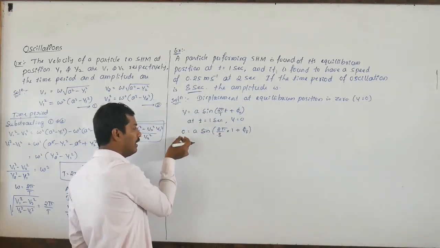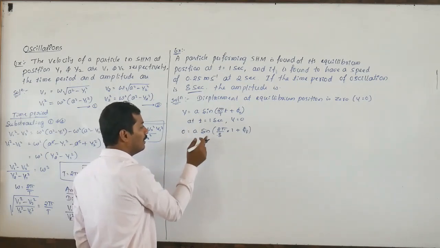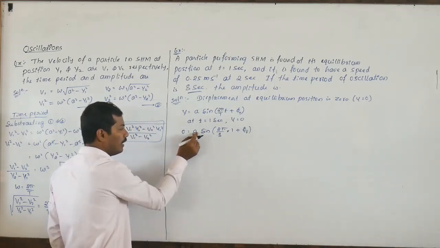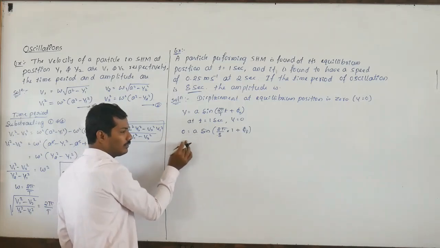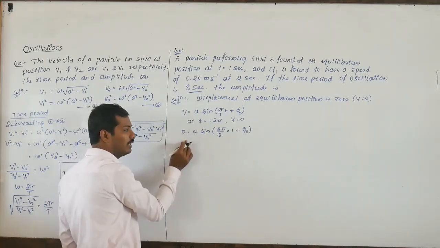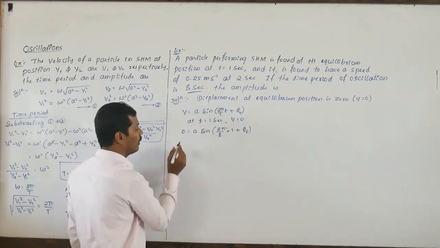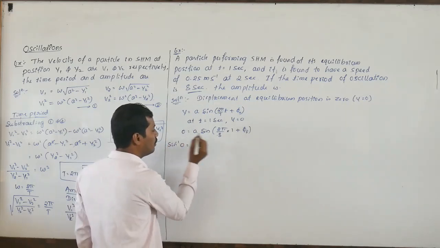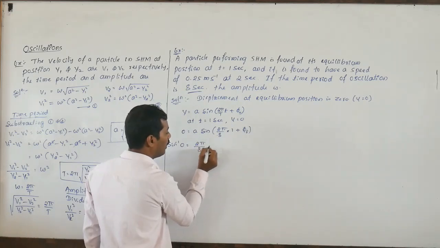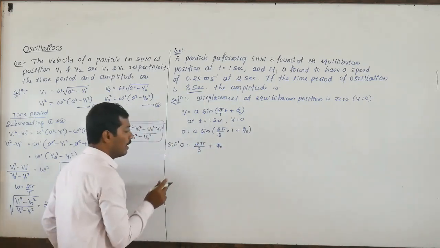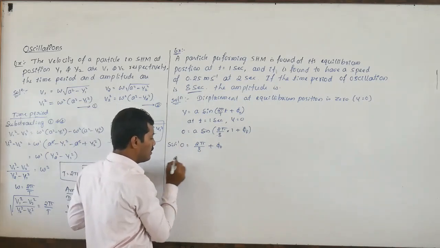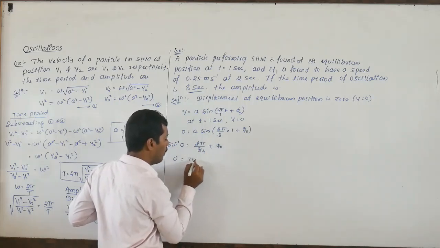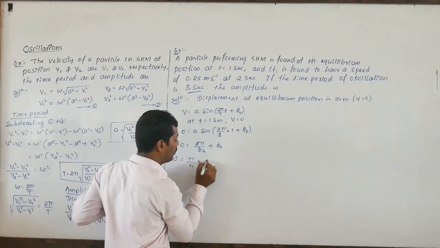When you take it to the LHS, 0 divided by a is 0. Using the inverse trigonometric function, sine inverse of 0 is again 0. So 0 is equal to 2 pi divided by 8 plus phi naught. That is 2 by 8, which is 1 by 4 after cancelling, so pi by 4 plus phi naught.